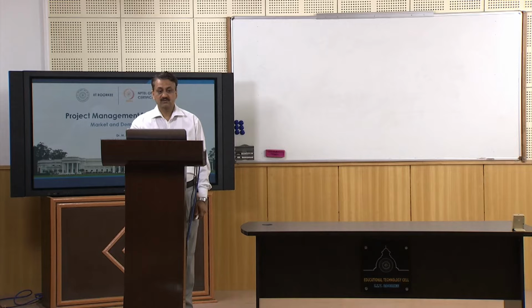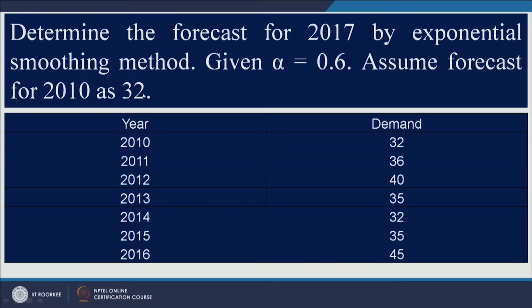So, we will solve the same example which we solved using the moving average method. Determine the forecast for 2017 by the exponential smoothing method. Given alpha is equal to 0.6. Assume the forecast for 2010 as 32. So, we collected past data. The sales of a particular product in 2010 was 32 and the forecast was also 32.